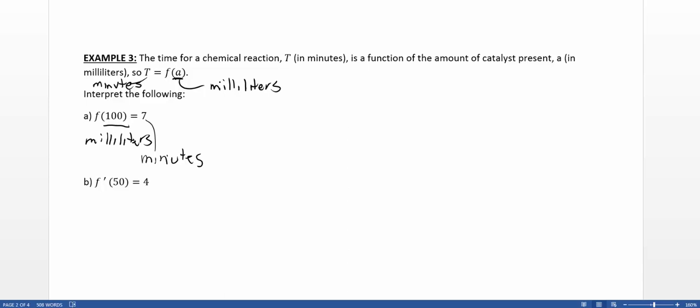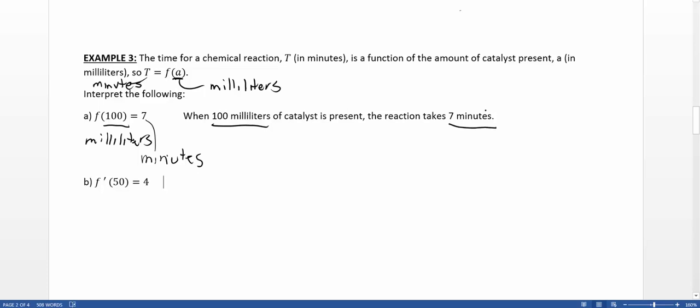So when I construct a sentence, I need to make sure I'm talking about 100 milliliters and that the reaction time is 7 minutes. So I could say something like, when 100 milliliters of catalyst is present, the reaction takes 7 minutes. So again, what's important here when I make meaning is that the numbers are attributed with the right units. There's lots of ways we could write this sentence.